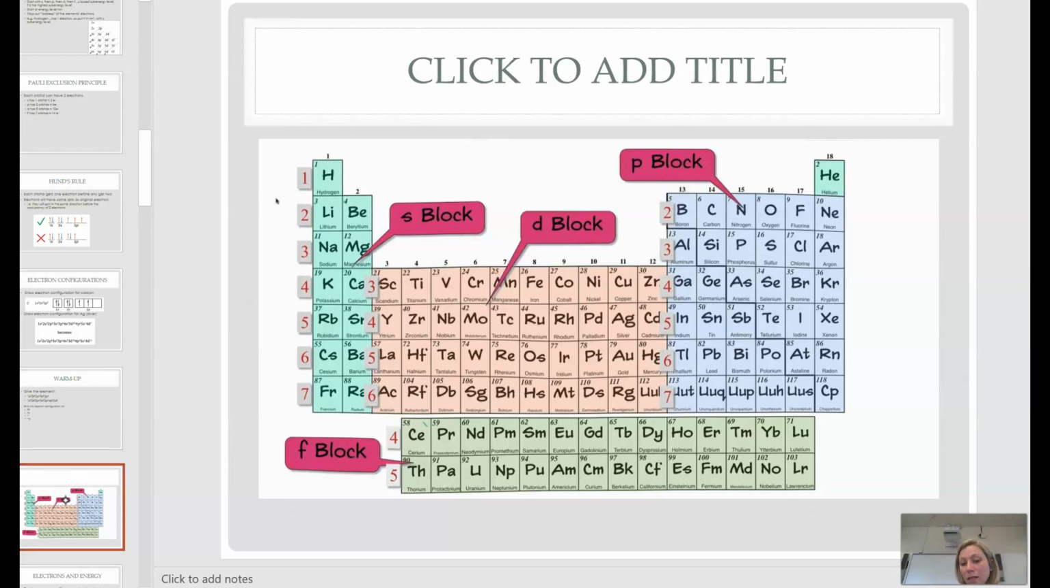And then our F block is the 2 rows that get pulled out of the periodic table on the bottom. If you counted all the boxes across, it'd be 14. There are 7 orbitals in the F, with 2 electrons in each orbital, so 2, 4, 6, 8, all the way up to 14.